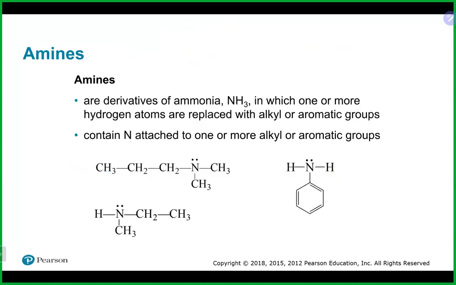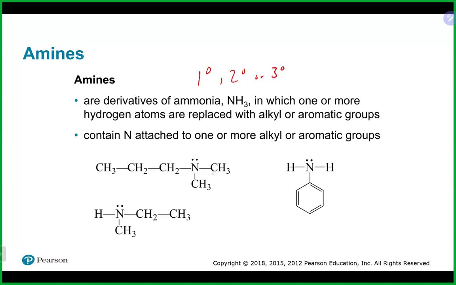So amines are derivatives of ammonia, in which one or more of the hydrogens are replaced with a carbon group or aromatic group. You can also, like carbons and alcohols, classify amines as primary, secondary, or tertiary. You're probably not going to be extremely surprised here, but it is based on how many carbons are attached to the nitrogen in this case.